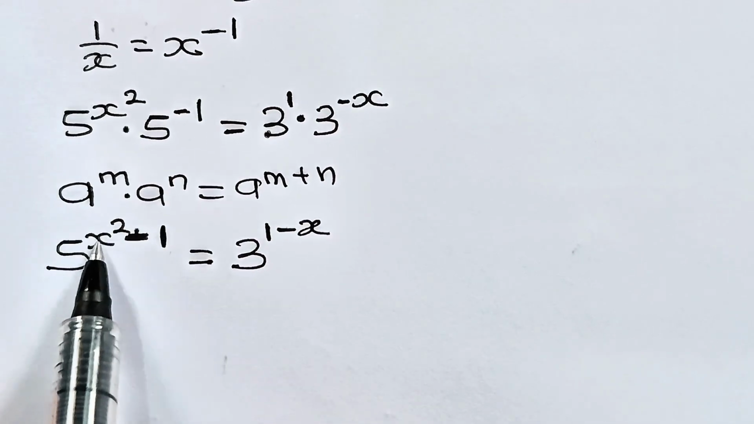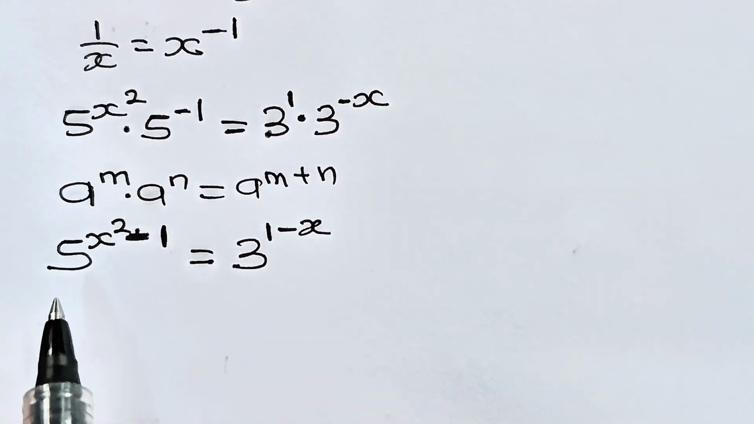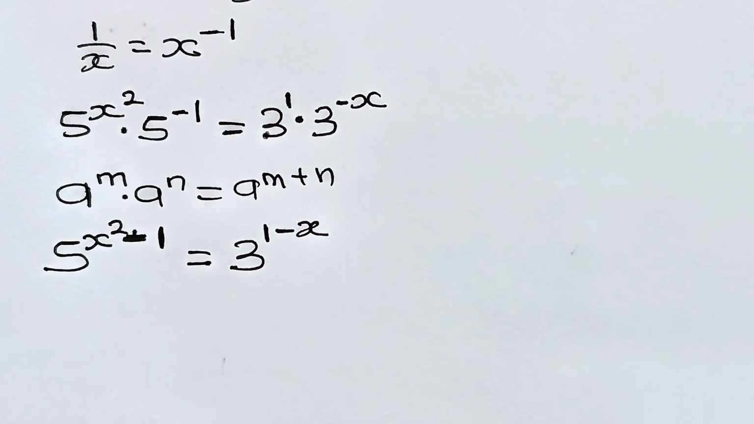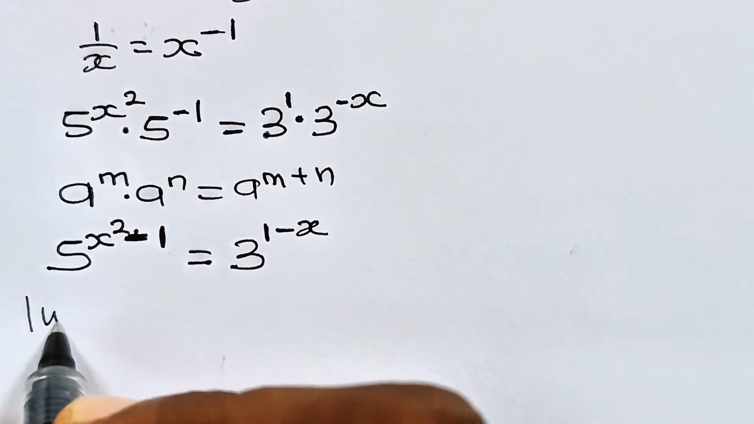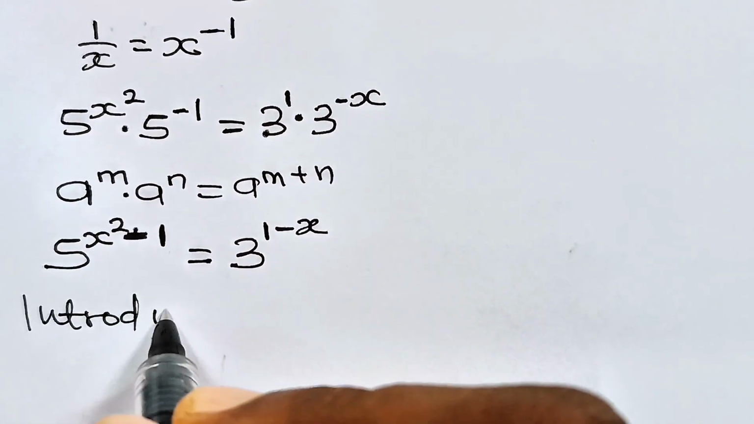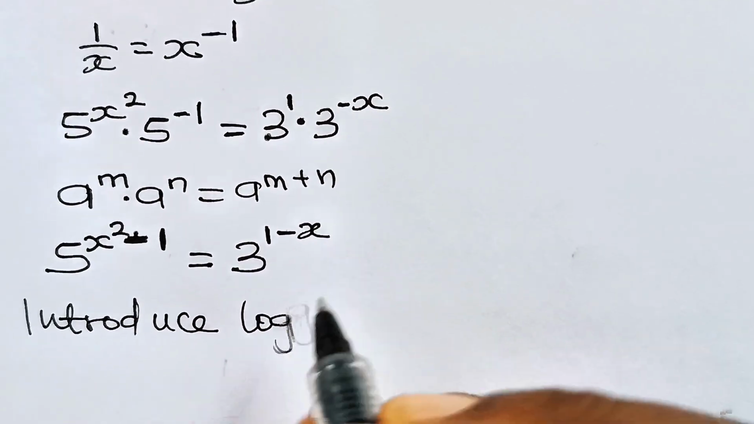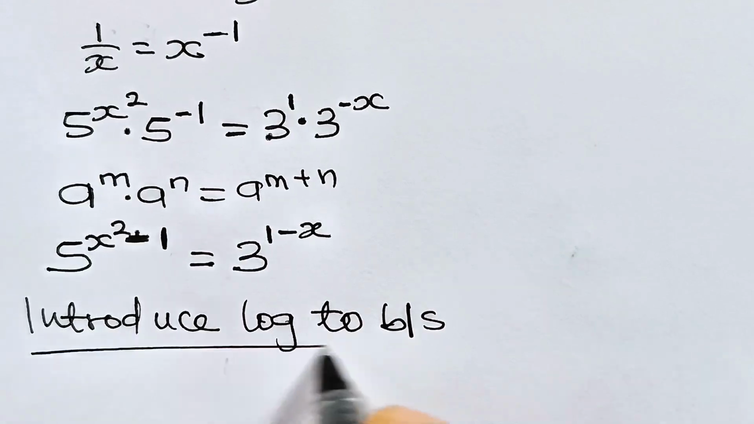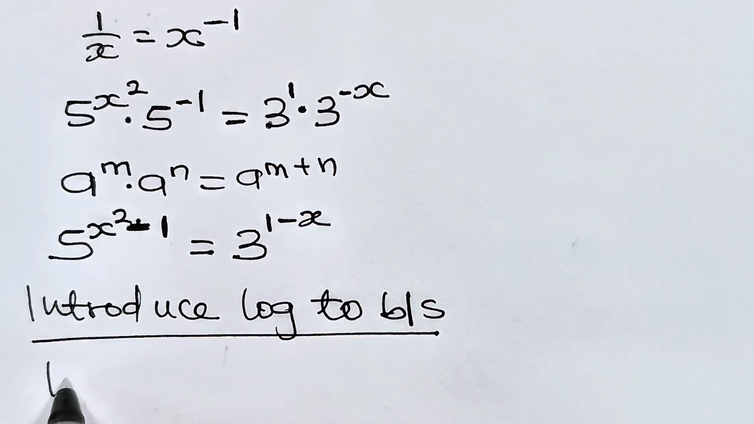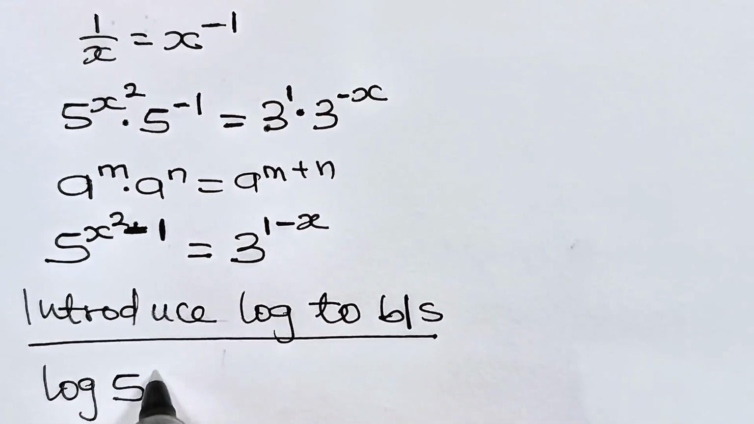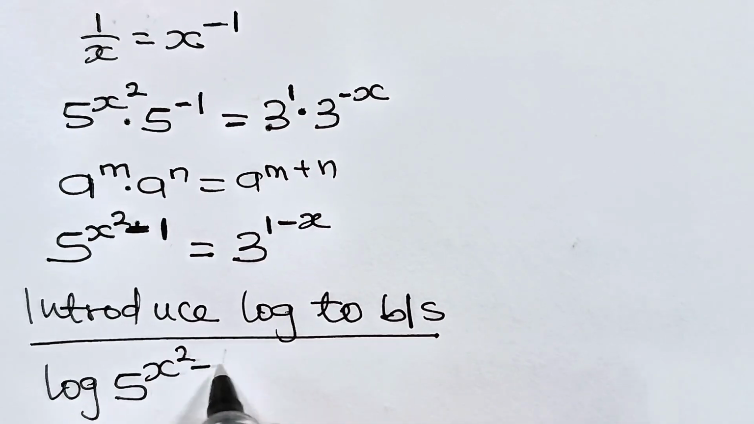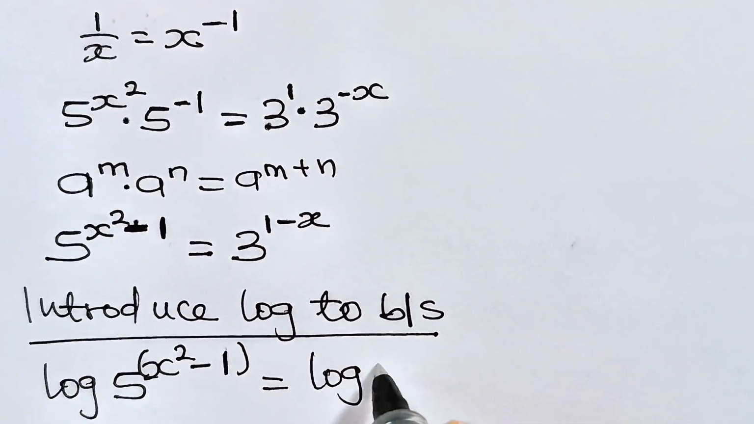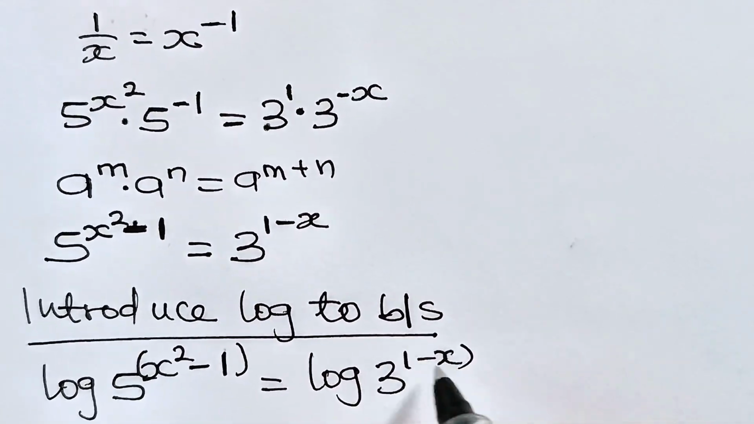Now, because the power is a variable, to get the value of our x, we must introduce log to both sides of the equation, okay? So let's introduce log to both sides. So we have log 5 to the power of x squared minus 1 is equal to log 3 to the power of 1 minus x.